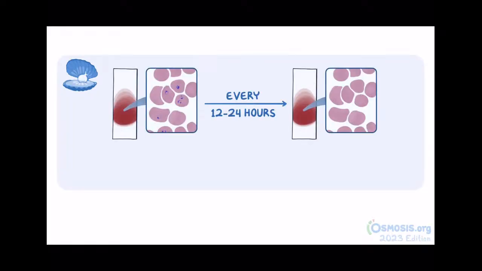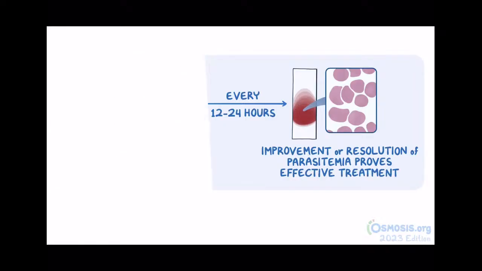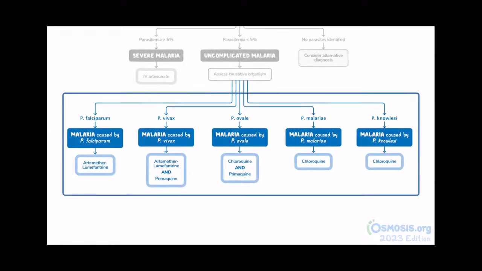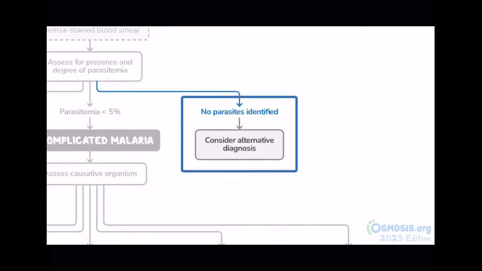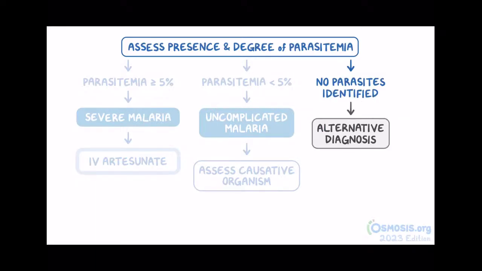One last clinical pearl. During treatment, blood smears should be repeated every 12 to 24 hours to make sure that the parasite density decreases. A blood smear that demonstrates improvement or resolution of parasitemia proves effective treatment. Okay, now let's go all the way back to the thin and thick Giemsa blood smear one last time. If the blood smear reveals no Plasmodium parasites identified, you should consider an alternative diagnosis.